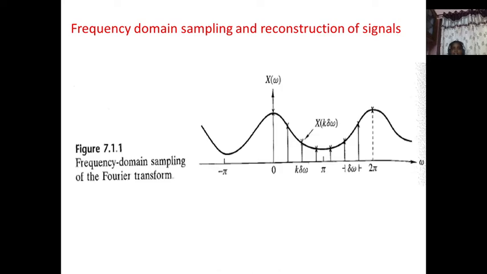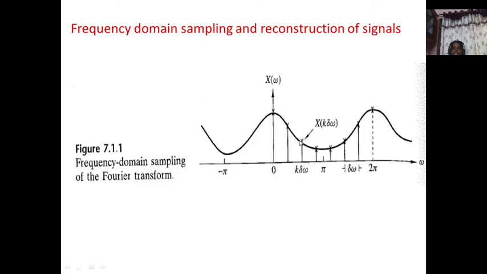Let us consider X of omega. X of omega is nothing but the continuous spectrum. This line indicates the continuous spectrum. From this continuous spectrum, we are interested in taking some samples. Those samples are going to be collected at k del omega intervals. Once the samples are collected, the discrete spectrum will have a bandwidth of minus pi to pi or 0 to 2 pi.